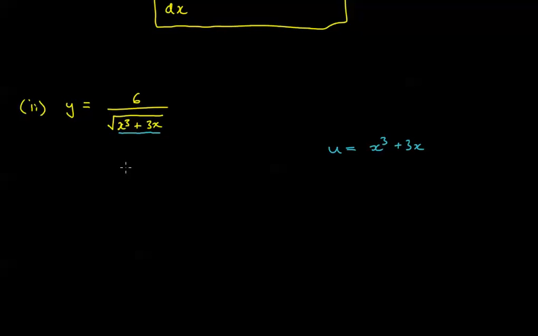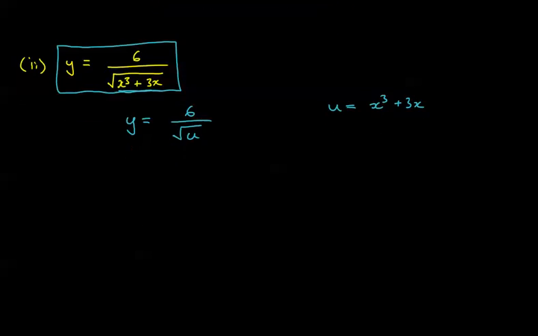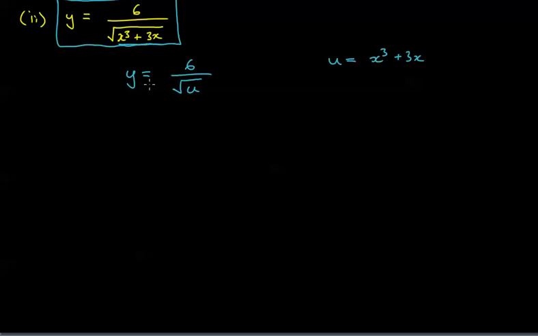Okay, so then what would y equal? Well, then y would equal 6 over square root of u. And then if I replace the u with x cubed plus 3x, I'd get my initial function here. Alright, so what we're going to do is differentiate each bit. First of all I'd have to rewrite this as y equals 6u to the power of minus a half.